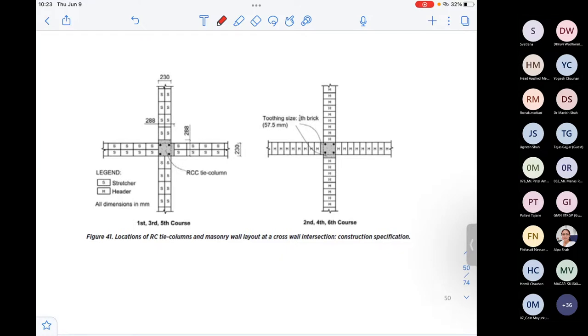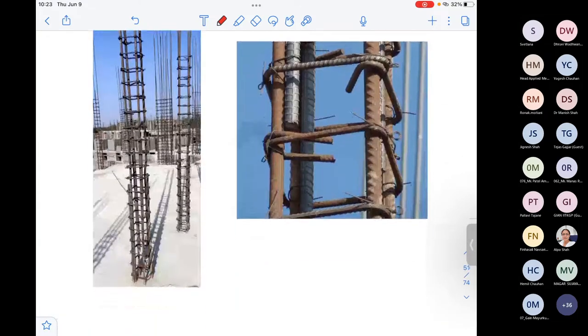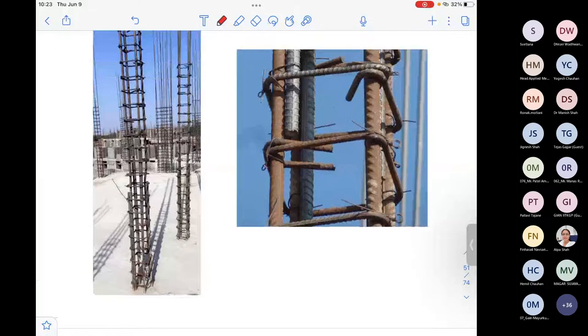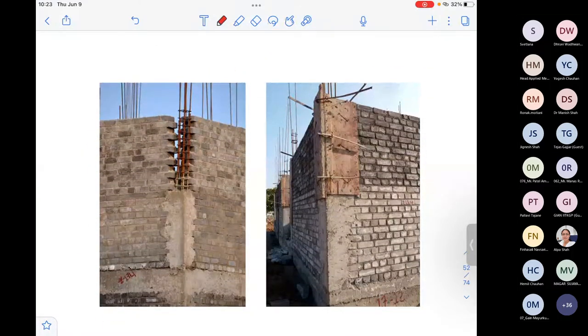toothing. This was all developed by CPWD engineers who implemented the construction. So you can see details of the hooks in ties. If the hook length is according to standards, it's really long for the tie and it obstructs the flow of concrete a little bit.